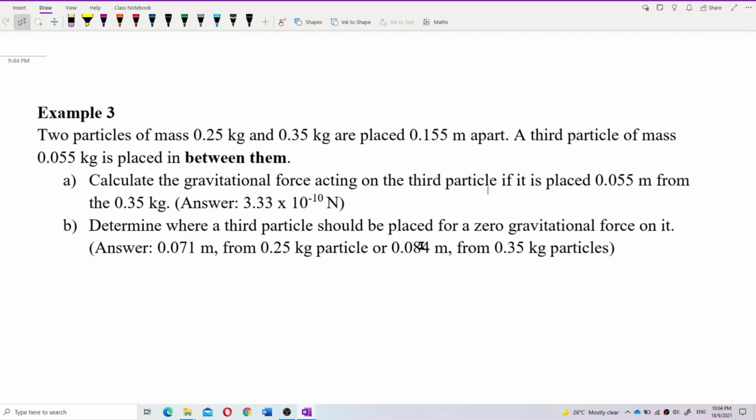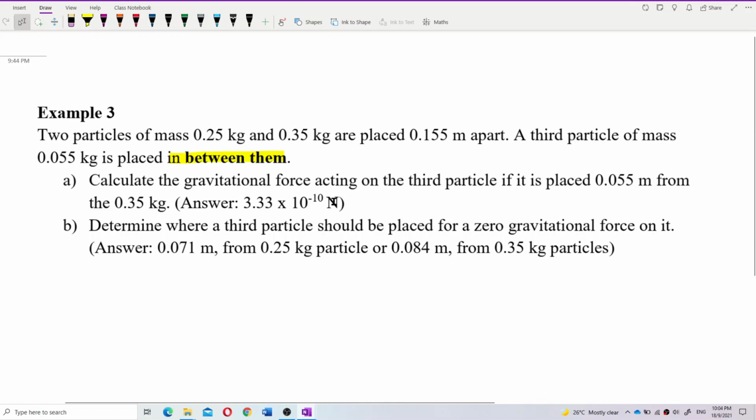Okay, now let's look at this question. Two particles of mass 0.25 kilogram and 0.35 kilogram are placed 0.155 meter apart. A third particle of mass 0.055 kilogram is placed in between them. See that? In between them. So this third particle is between the first and second particle. Calculate the gravitational force acting on the third particle if it is placed 0.055 meter from the 0.35 kilogram particle.